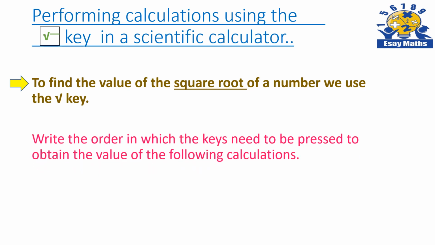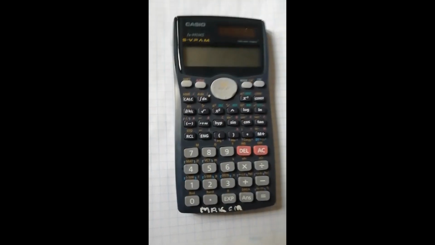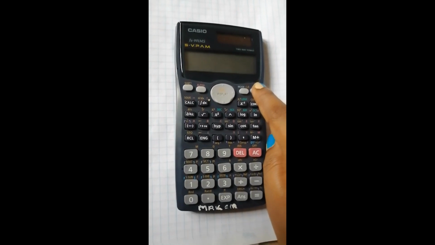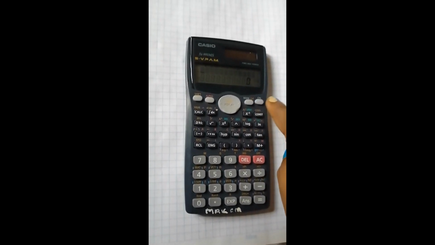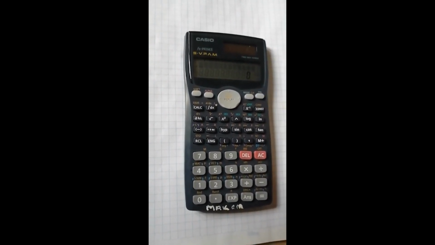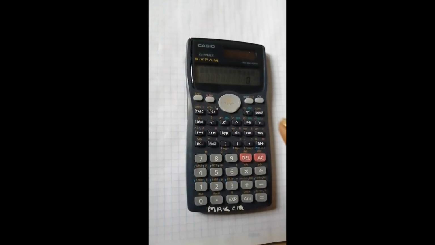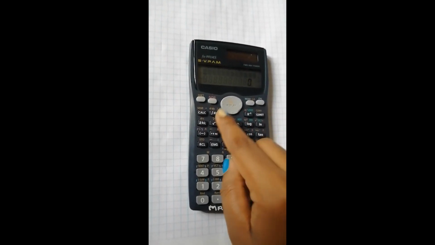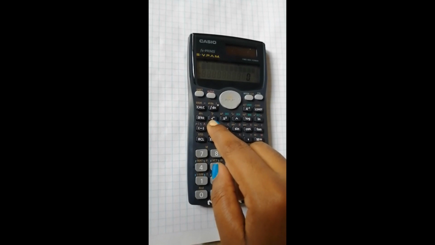Now we are going to write the order in which the keys need to be pressed to obtain the value of the following calculations. First example, square root of 25. At first, you should switch on the calculator by pressing the on key. Then, square root of 25. At first, you should press the square root sign.